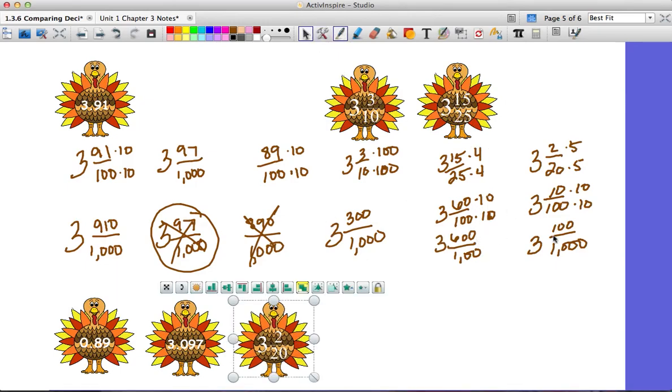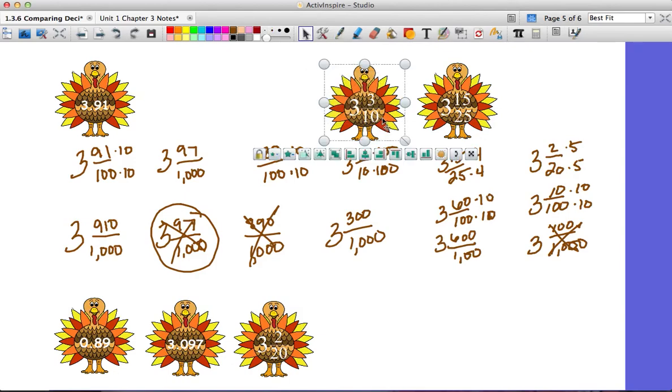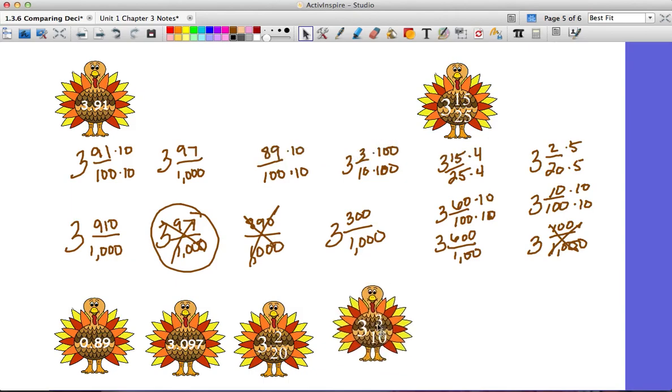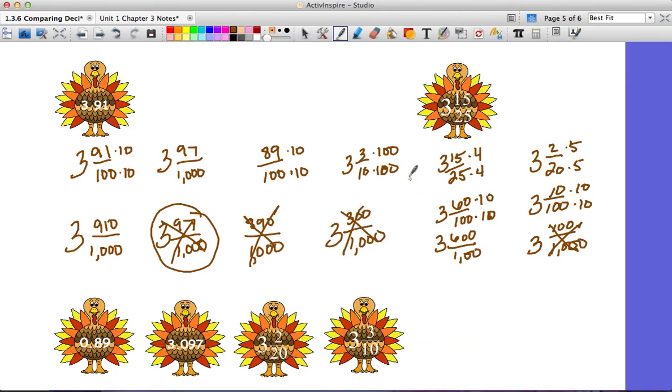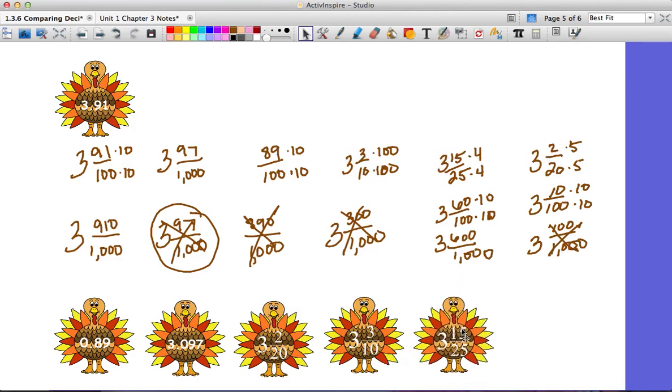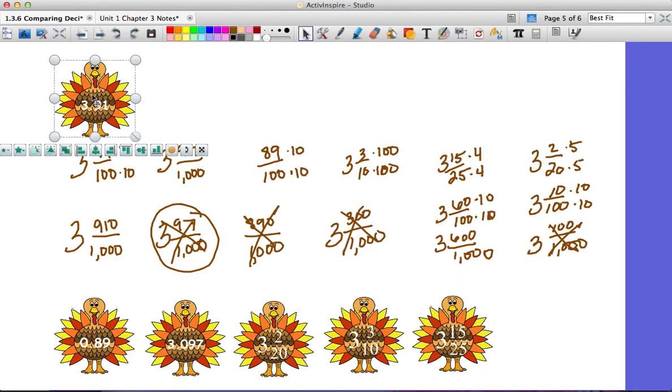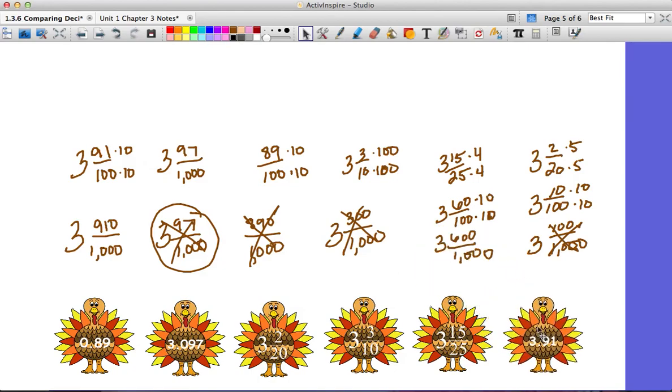Okay. And now I look at the numerators again. I have 600, 300, 910, 300 being the smallest. Originally it was written as 3 and 3/10ths, so that's how I have to write it in my sequence. And then I have 3 and 910 thousandths left and 3 and 600 thousandths left. So the 600 would go first, which originally was written as 3 and 15/25ths. And last but not least, we have the 3 and 91 hundredths.